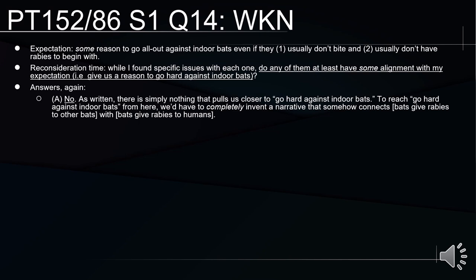As A is written, there's simply nothing that pulls us closer to the go hard against indoor bats idea. To reach that idea from where A leaves us, we'd have to completely invent a narrative that somehow connects bats give rabies to other bats with bats give rabies to humans, and A does not actually offer us anything to help us with that. It forces us to do it on our own. So just like on our first assessment, I don't like this one.